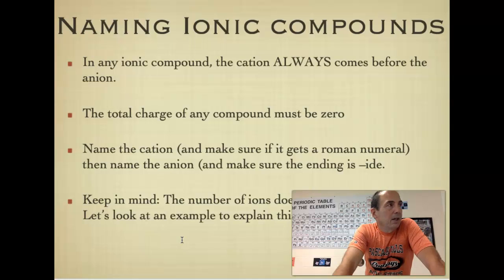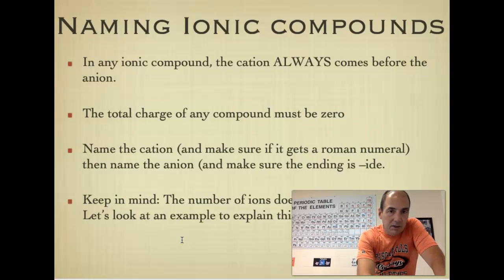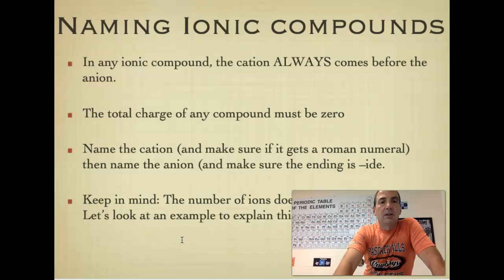Okay, so when we're naming ionic compounds, a couple things you need to remember. First off, the cation always comes before the anion. It's always positive ion, negative ion. It's important to note that to be a compound, it can't have a charge. If it has a charge, we call it an ion. So the total charge of any compound must be 0. When we're naming them, we always name the cation and check to make sure if it gets a Roman numeral. And then we name the anion, make sure the ending is IDE. The number of ions does not affect the name.